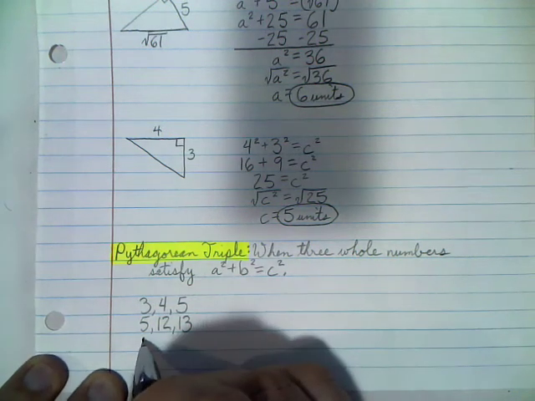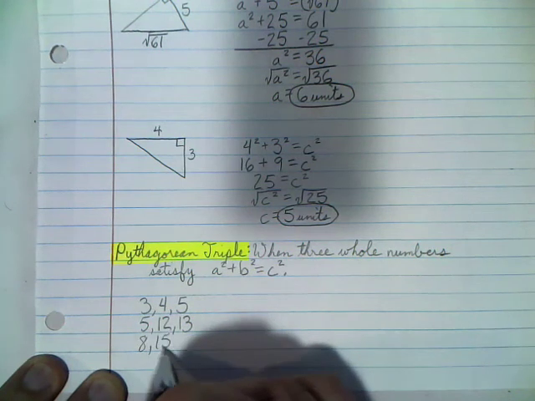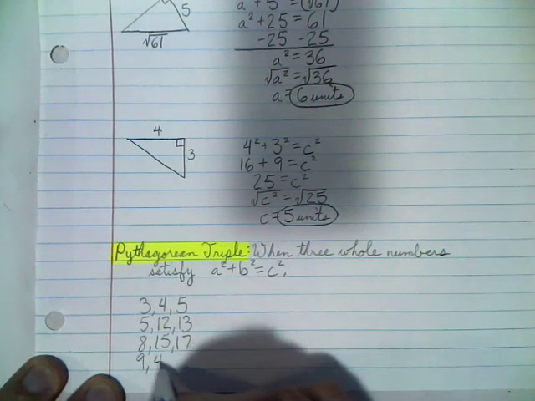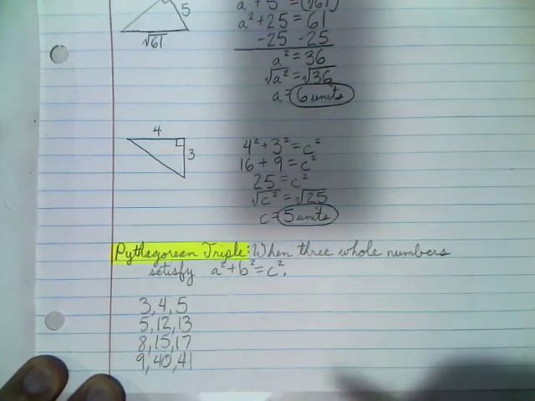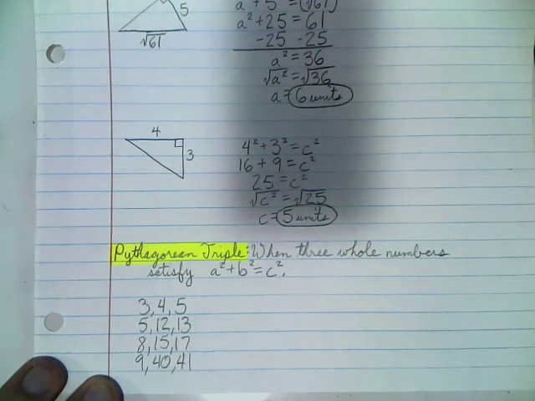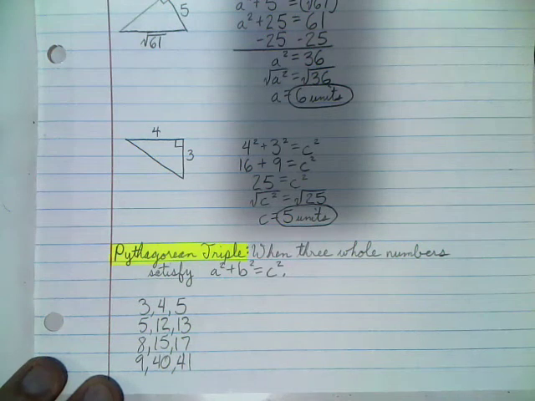Other Pythagorean triples are 8, 15, 17 and 9, 40, 41. They are all Pythagorean triples, and there's a whole list. You can do a quick Google search if you want to and see a whole bunch of them. Now, knowing just these few, you can actually find an infinite number of Pythagorean triples.